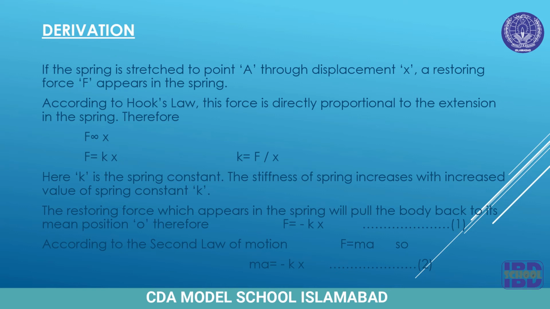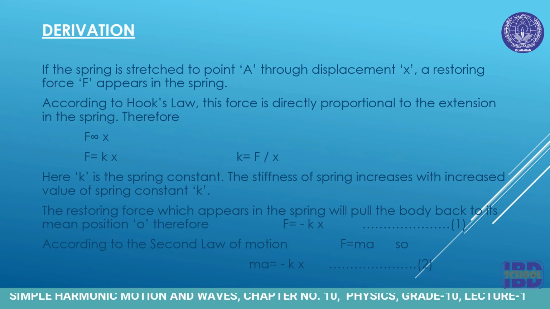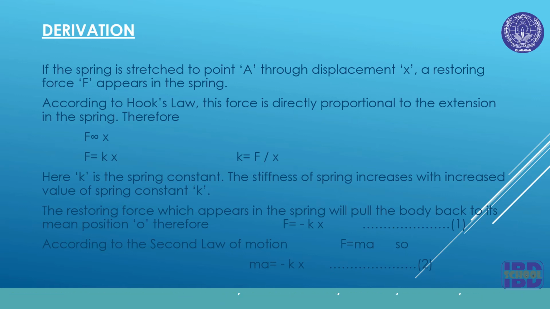And according to the second law of motion, we know that F is equal to ma. This is the equation of the second law of motion. If we put the value of F in equation 1, we get ma is equal to minus kx.